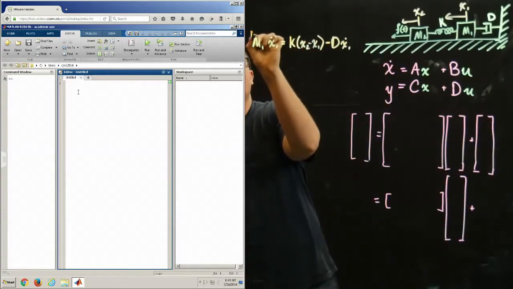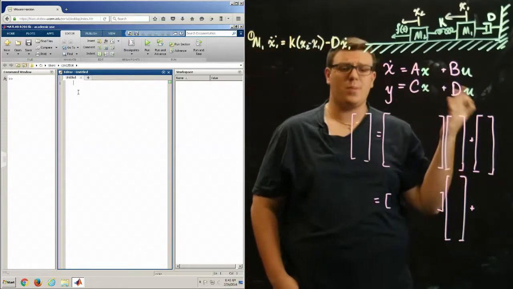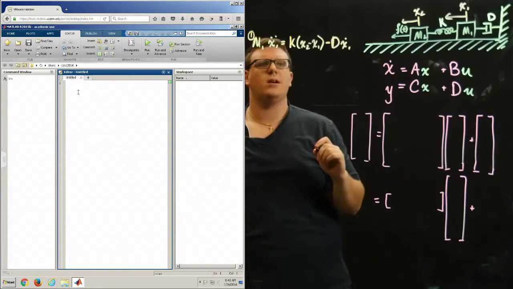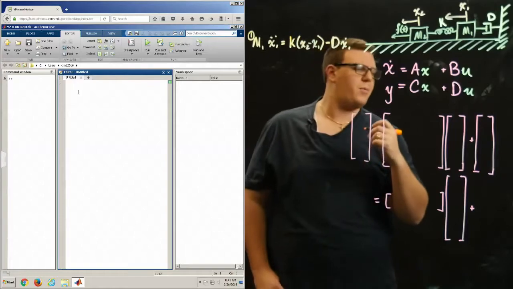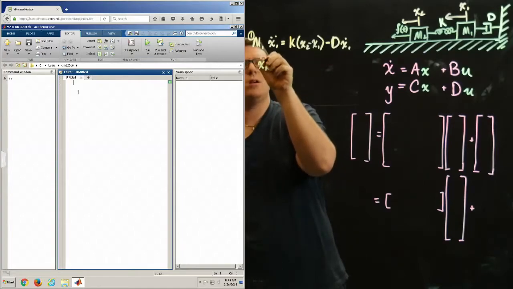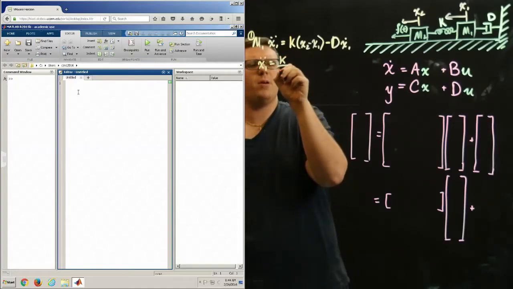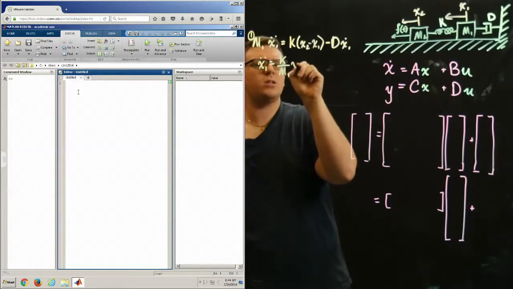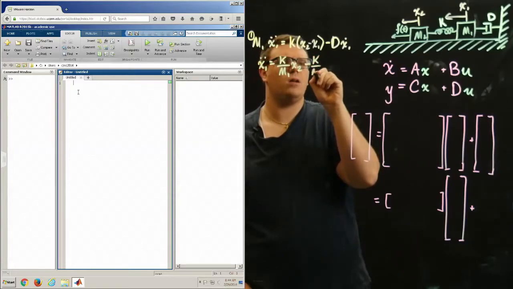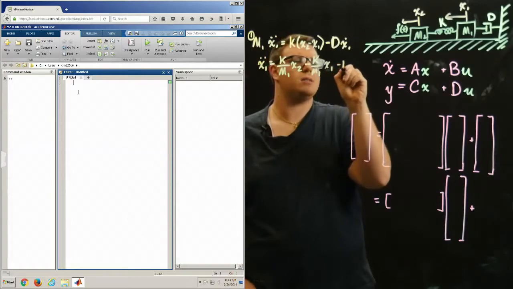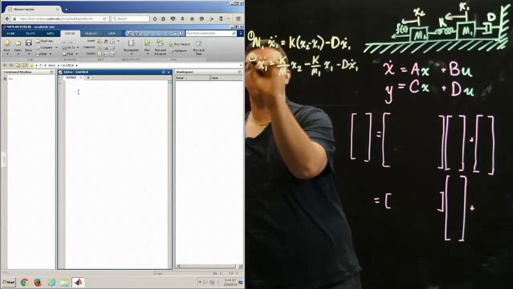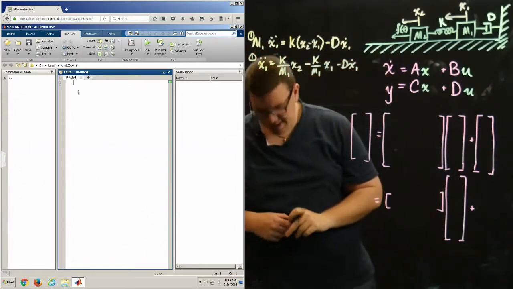So this is our first state equation. We have two blocks here, so we're probably going to have two of these equations. And if we write out this state equation equaling x1 double dot, we get x1 double dot is equal to k over m1 x2 minus k over m1 x1 minus d x1 dot. And so this is our first equation of motion in the form that we can put it into state space.